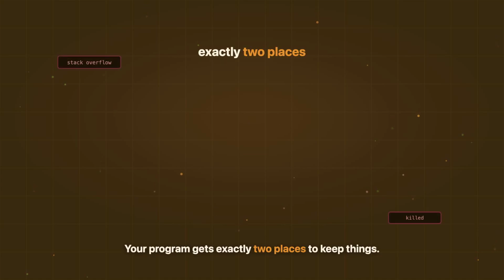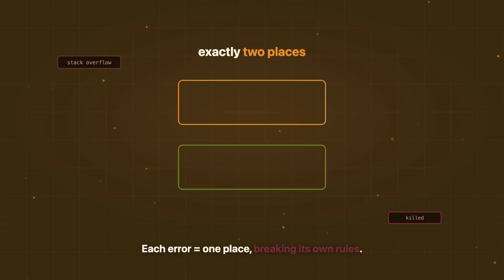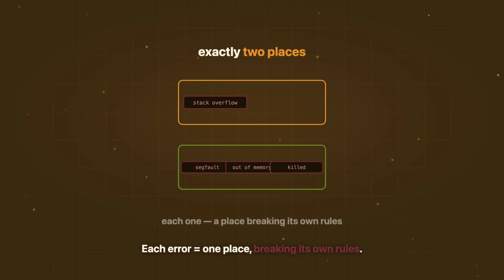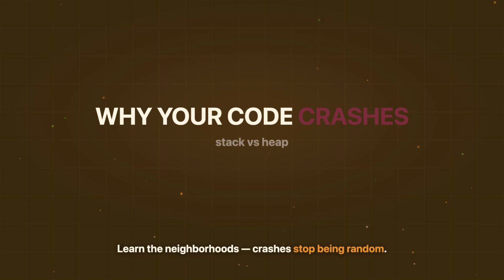Your program gets exactly 2 places to keep things, and each of those errors is one of the 2 places, breaking its own rules. Learn the 2 neighborhoods, and crashes stop being random.